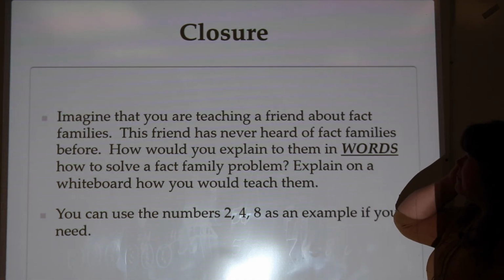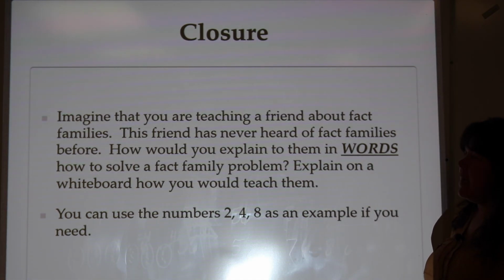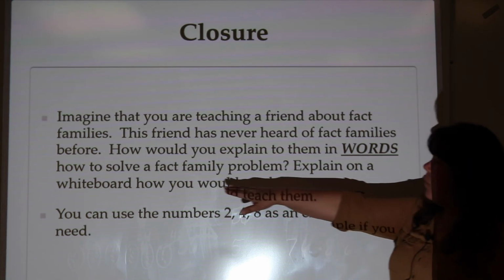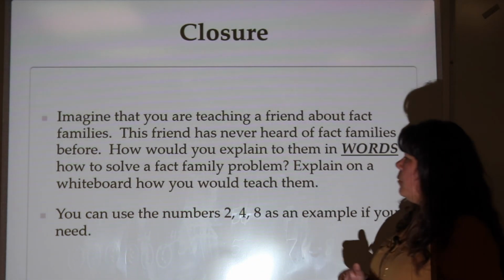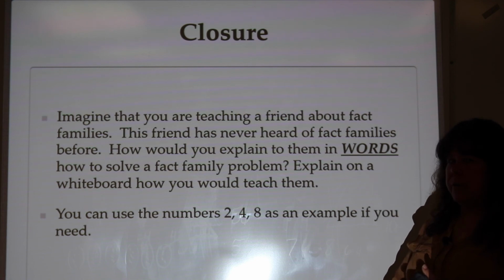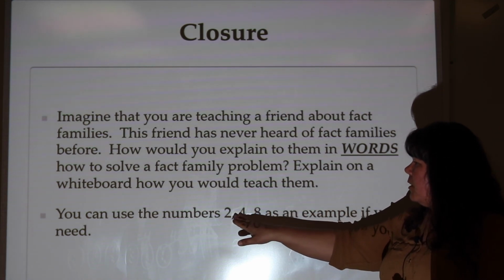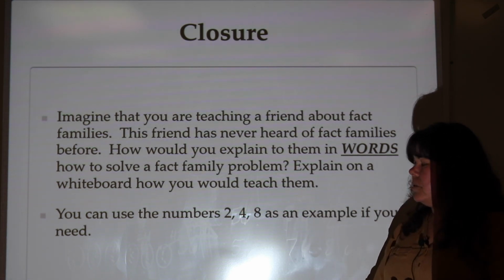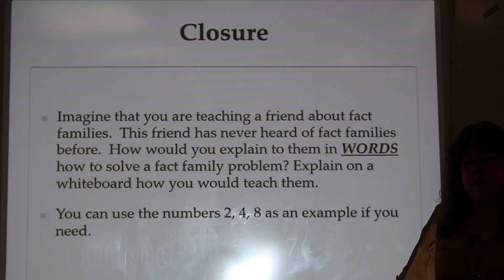Imagine that you're teaching a friend about fact families. And this friend has never heard of fact families before. How would you explain it to them in words to solve a fact family problem? Explain, and we don't have whiteboards, but if you wanted to write it down or tell them, how would you tell them about the fact family? What would you tell them if you're using the numbers 2, 4, and 6 for multiplication? What would you tell them a fact family is?